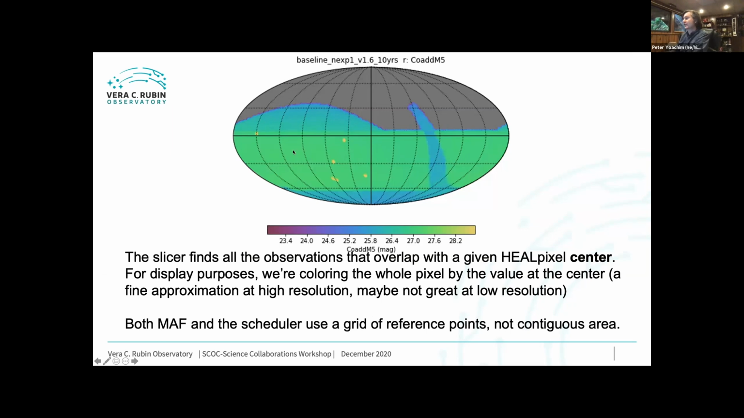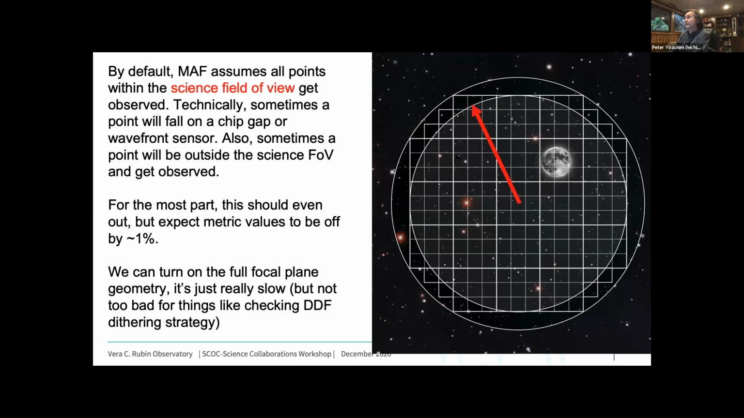The slicer finds everything that overlaps with a given HEALPixel at its center. For display purposes, we're coloring the whole pixel. So this is a good approximation if we run at high resolution, maybe not great at low resolution. So both MAF and the scheduler are using a grid of points as reference, not contiguous area. So that can be important if you want to speed up your metric and run at low resolution, you might get confused. By default, MAF assumes all the points within the science field of view get observed.